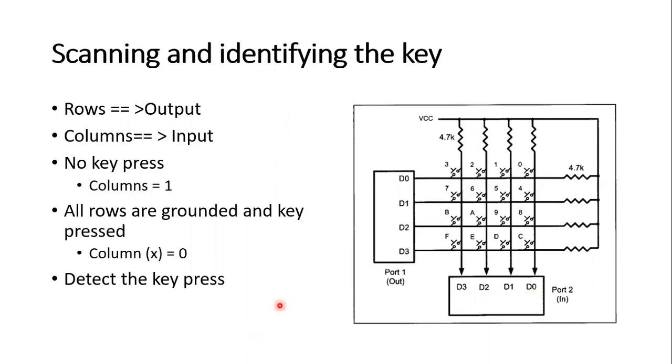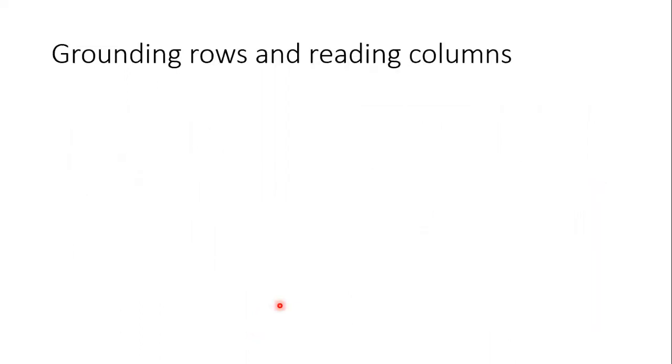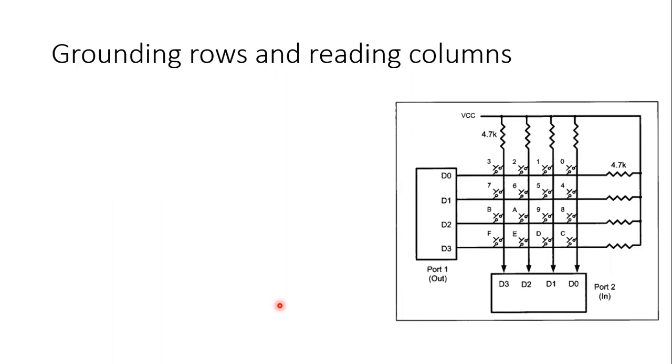Next we go for the process called detecting the key press. For detecting the key press, we follow a simple method here: grounding rows and reading columns. Again, you understand the picture of this keyboard. In order to know the key, we ground the row bits and we read the columns. The same process is just repeated.